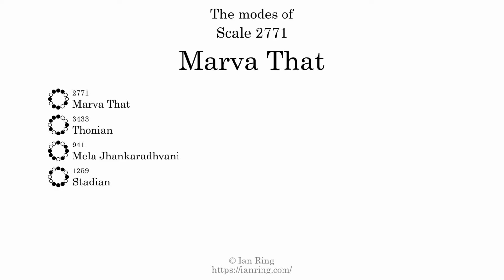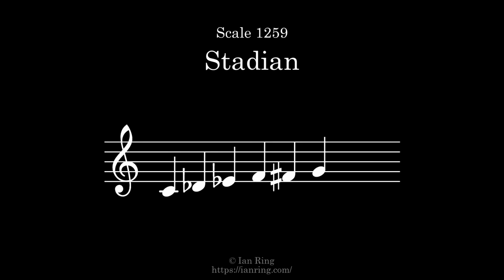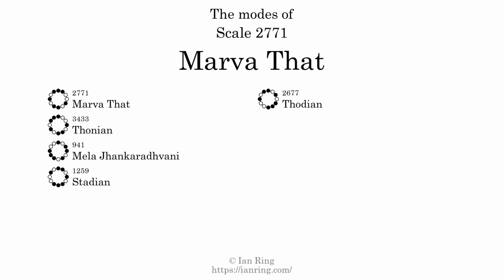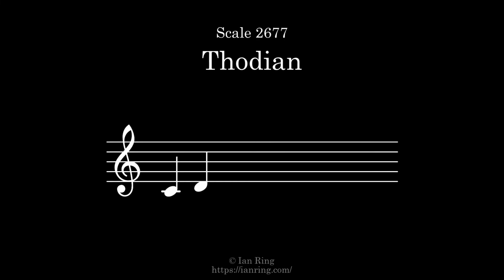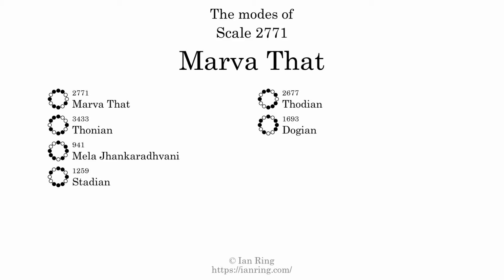The fourth mode is scale 1259, also known as Stadion. It sounds like this. The fifth mode is scale 2677, also known as Thodian. It sounds like this. The sixth mode is scale 1693, also known as Dogen. It sounds like this.